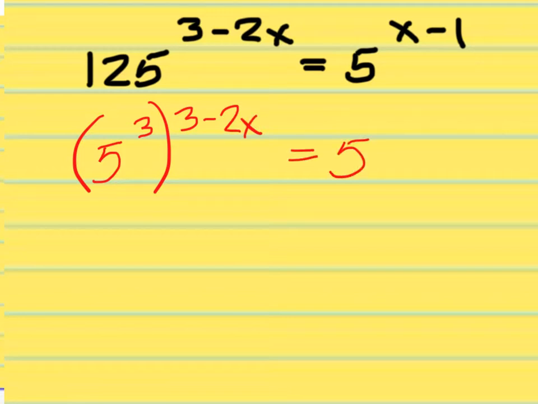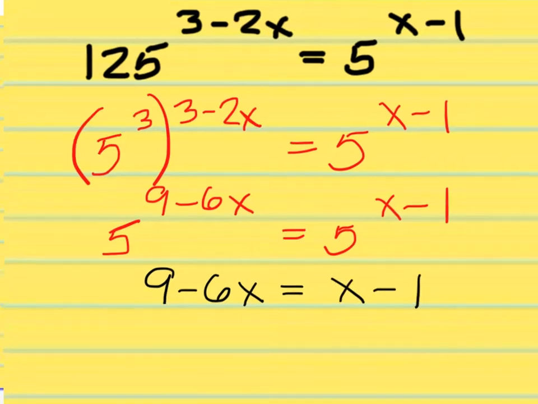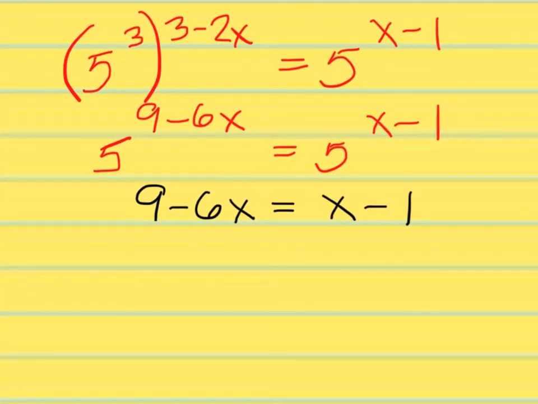On this side, we stay the same. What must I do with 3 and 3 minus 2x? Multiply them. What do I get? 9 minus 6x. Are the bases the same now? Yes, so I can set 9 minus 6x equal to x minus 1. And solve that very simple equation.